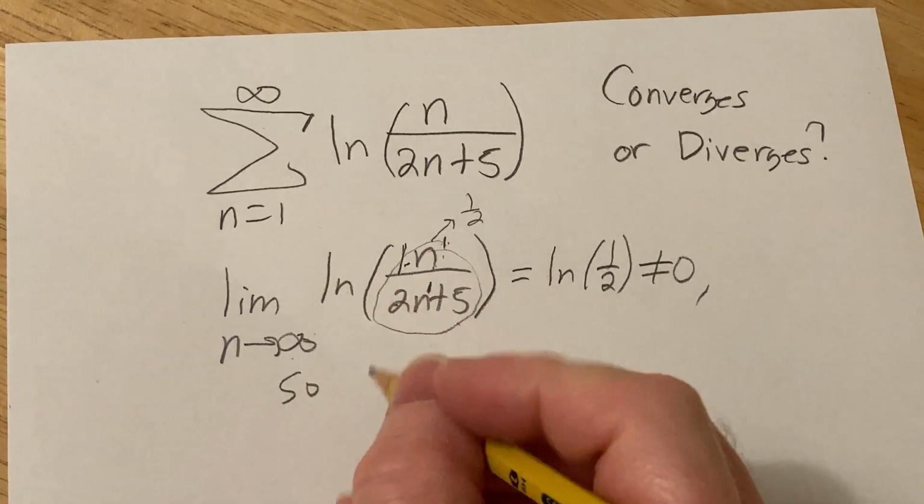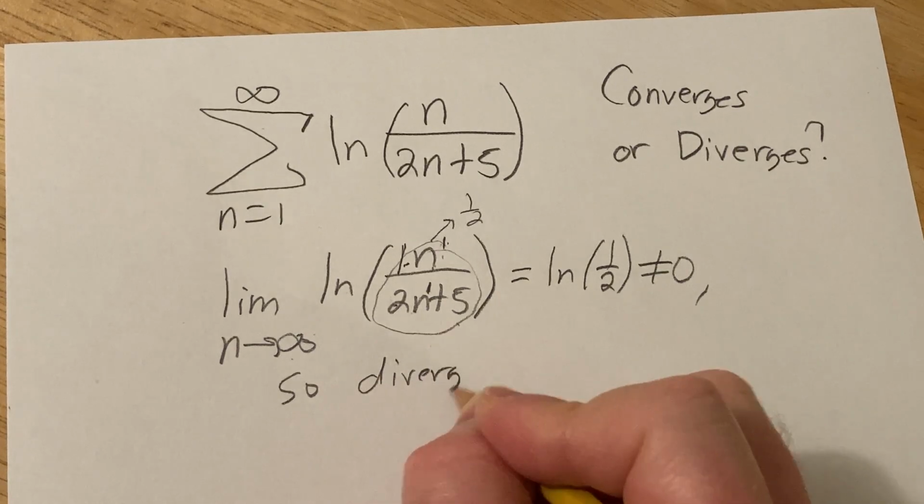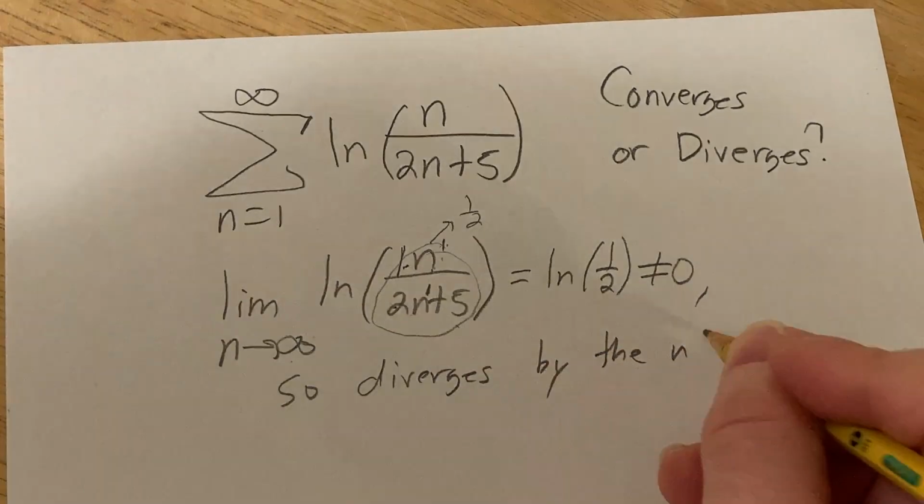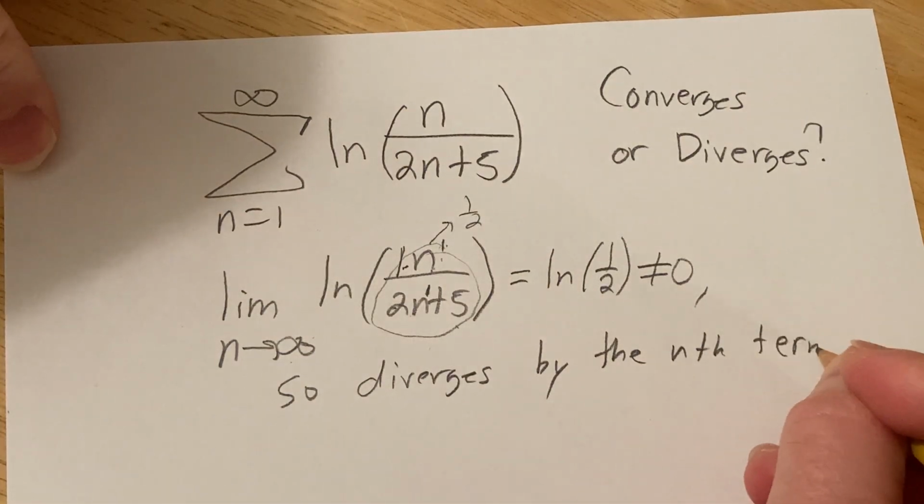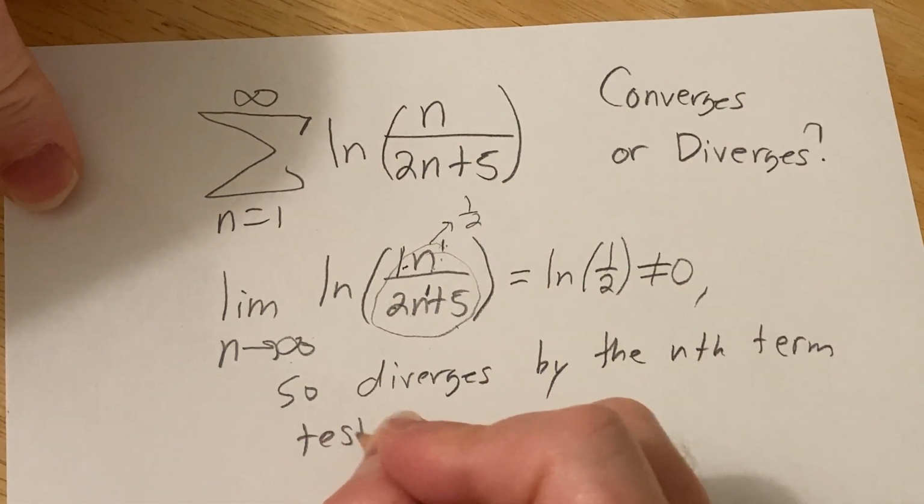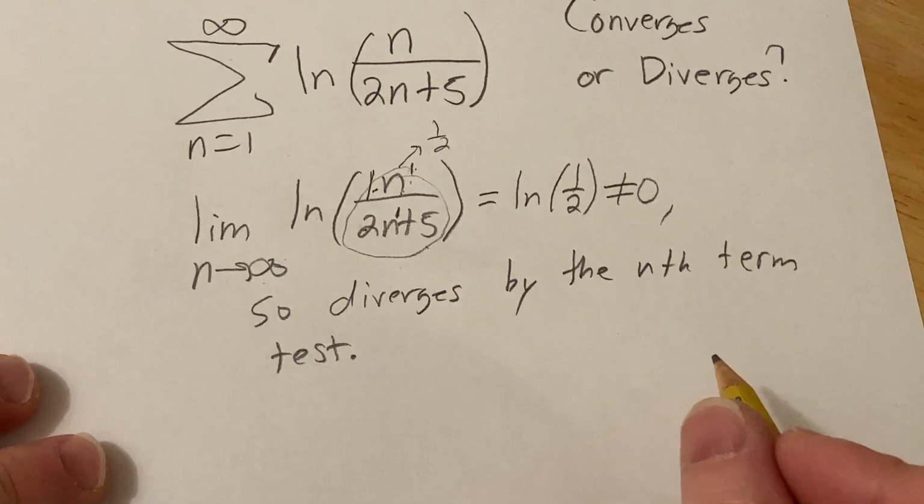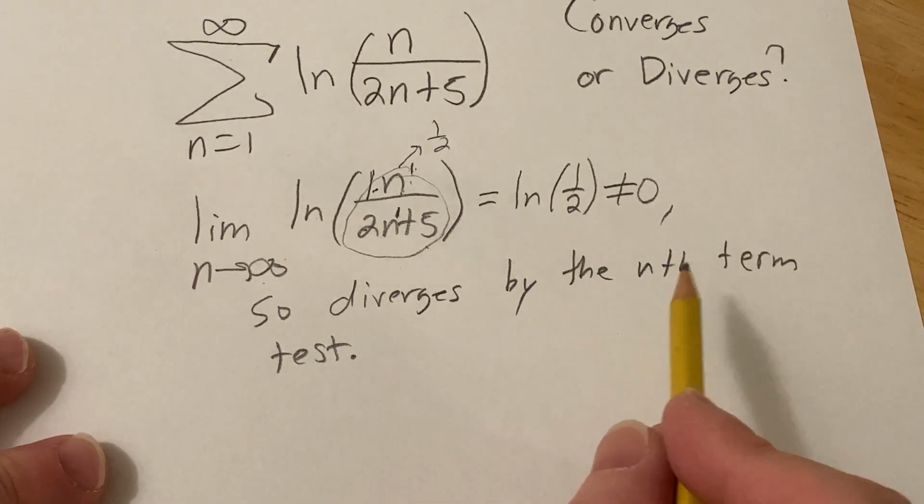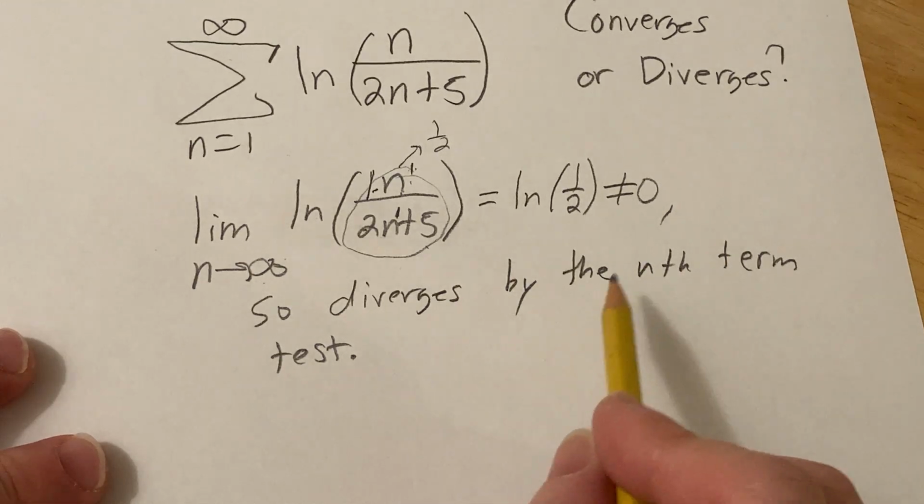So this limit is going to be the natural log of 1/2, and that is not equal to 0. So we say that this series diverges by something called the Nth Term Test. Some people call it, or some books call it, the Nth Term Test for divergence because people often make the mistake and try to use this test for convergence. So what is this test and what is going on?